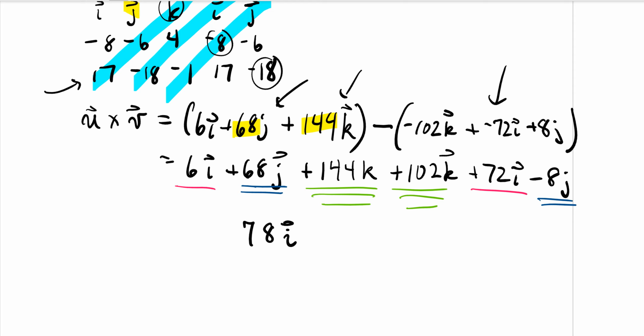Now we need to combine like terms. 6i plus 72i would be 78i. 68j minus 8j is 60j. 144 plus 102 is 246k. So that's the cross product.